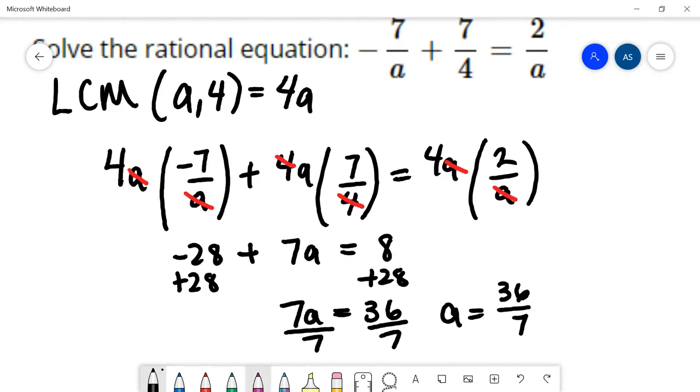There's one more thing that we need to do. We need to make sure that this solution works in the original equation. So we need to make sure that we don't divide by 0. So if I were to substitute in the 36 over 7 in these two places, I don't get 0, so I'm able to keep this solution.